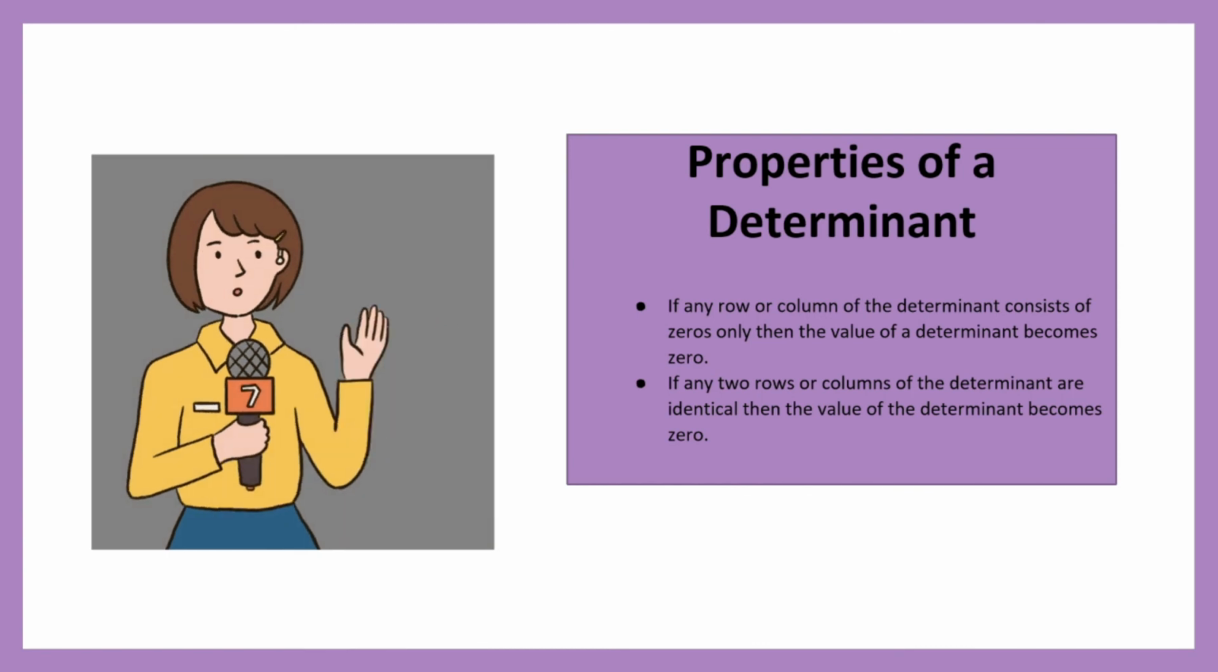Eighth, if the elements of any row or column of a determinant are multiplied in order by the cofactors Cij of the corresponding elements of any other row or column, then the sum of the products thus obtained is 0.